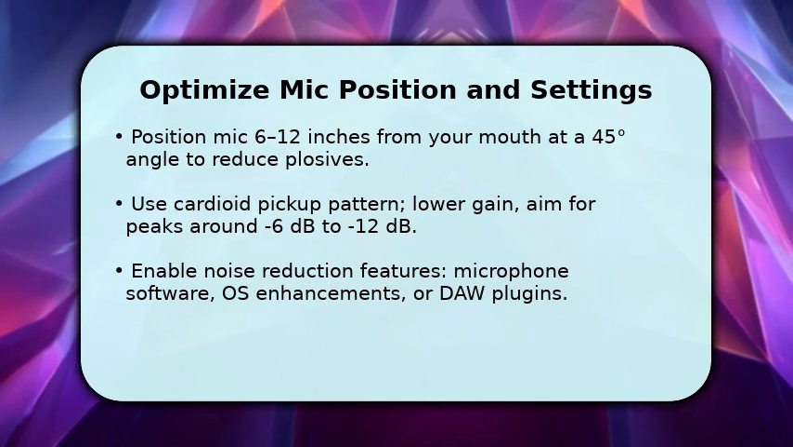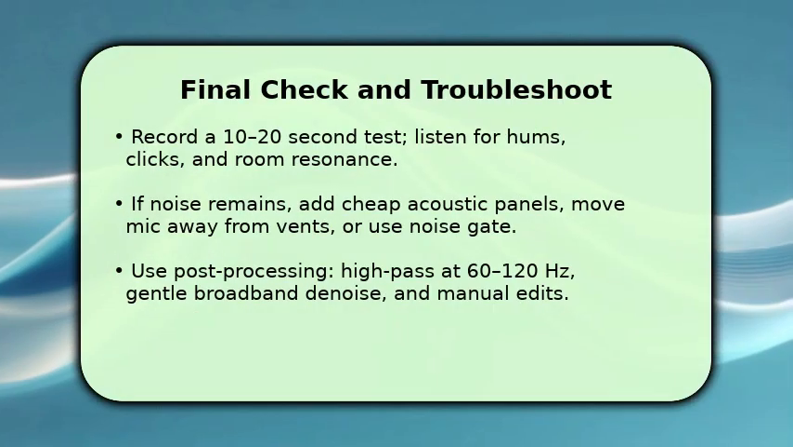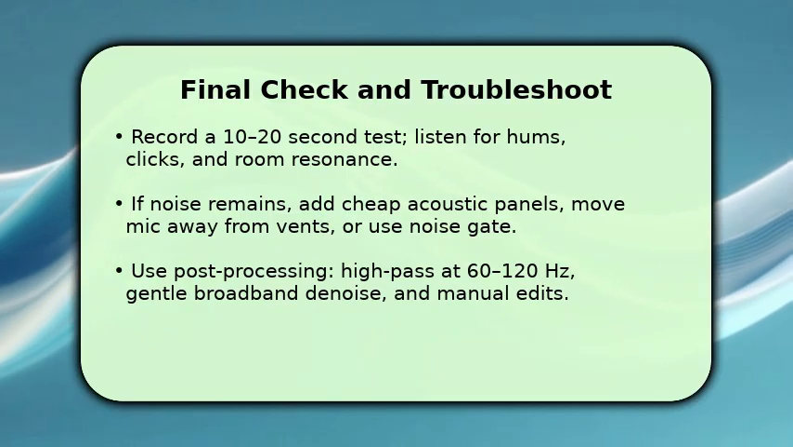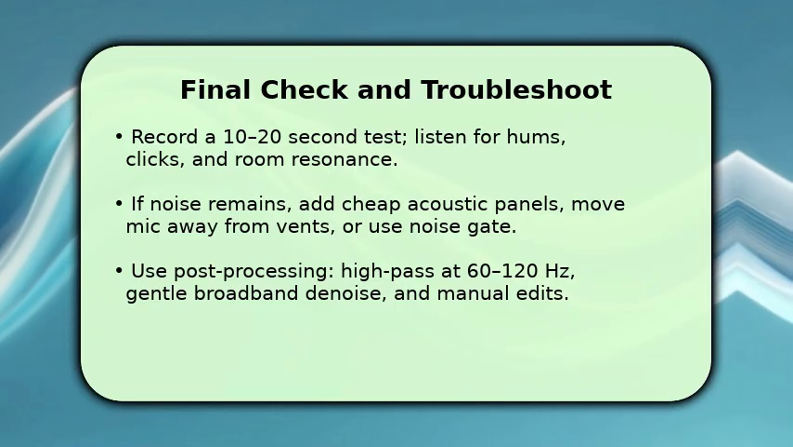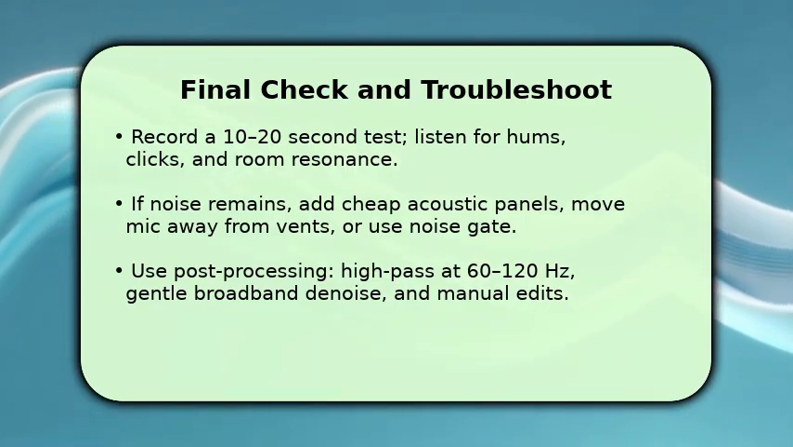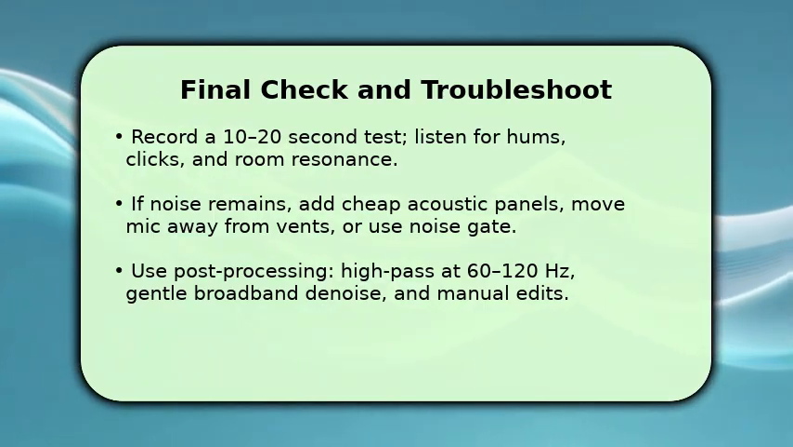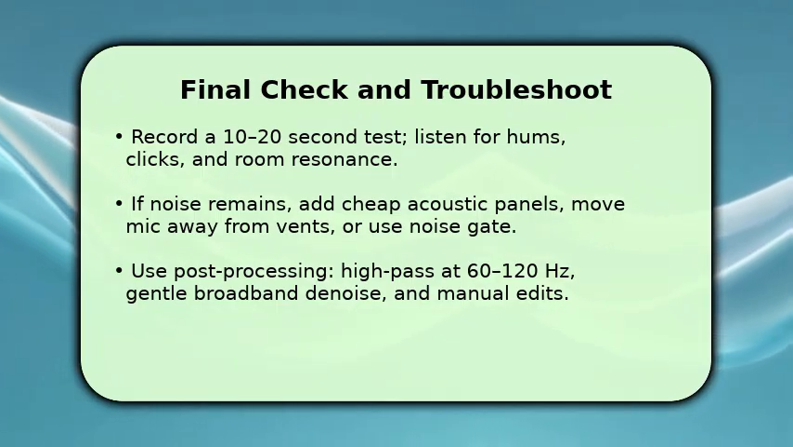Finish by validating and troubleshooting. Record a short 10 to 20 second test and listen carefully for hums, clicks, and room resonance. This reveals persistent sources. If noise persists, try simple fixes. Add foam panels or blankets, reposition the mic away from vents and laptops, and enable a noise gate to cut low-level hiss. If necessary, apply a high-pass filter at about 60 to 120 Hz, use gentle broadband denoise, and make manual cuts.